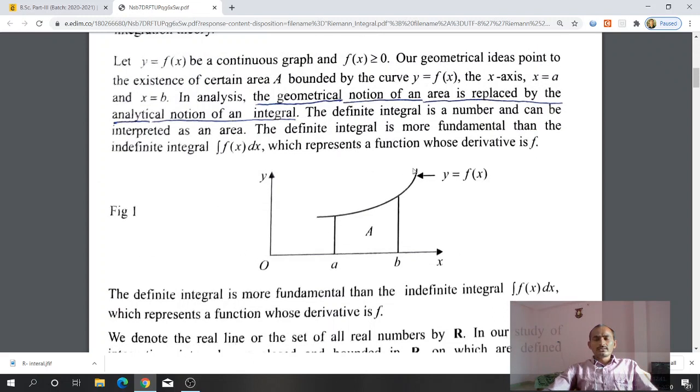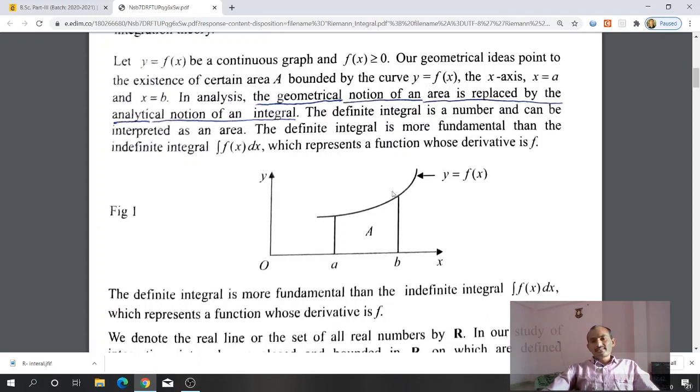We know the definite integral of f of x. Friends, if you find the integral of f of x under a lower limit and an upper limit, then it will give a fixed value, and that is called your definite integral of f of x. If you don't have limits for this integral, then it is an indefinite integral.